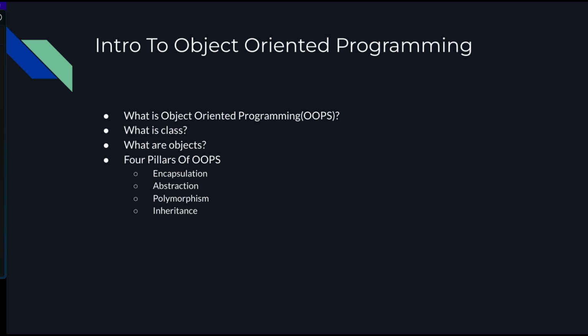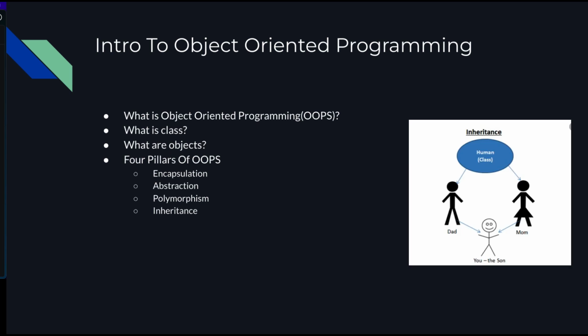Third is polymorphism. Polymorphism as a concept helps to create multiple functions having the same name but different parameters. And the last one is inheritance. With the help of inheritance, we can inherit properties of other classes. So let's suppose I have created a class and I'm creating another class and I want to access the features of the previous class, then I can inherit the features of those classes using inheritance.